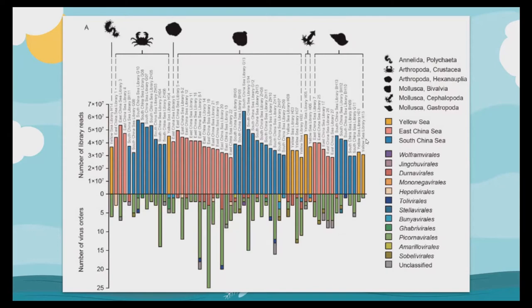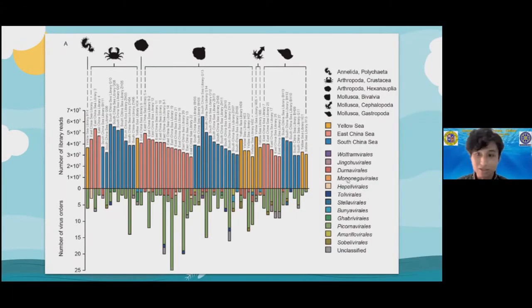In total, they took about 696 individuals of all these species. From that, they generated 58 RNA sequencing libraries and more than 2 billion paired ends. As you can see, there are a few first groups, like Wolframvirales, Jingchuvirales, Lunavirales, and so on. And the sixth group of the invertebrates would be Polychaeta, Crustacea, Hexanauplia, Bivalvia, Cephalopoda, and Gastropoda.